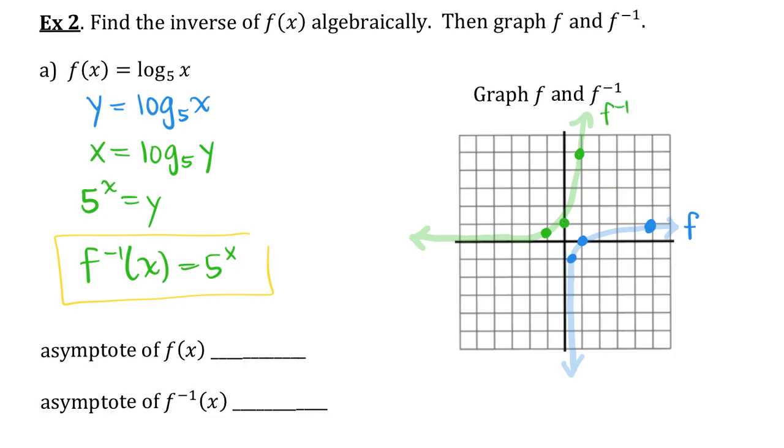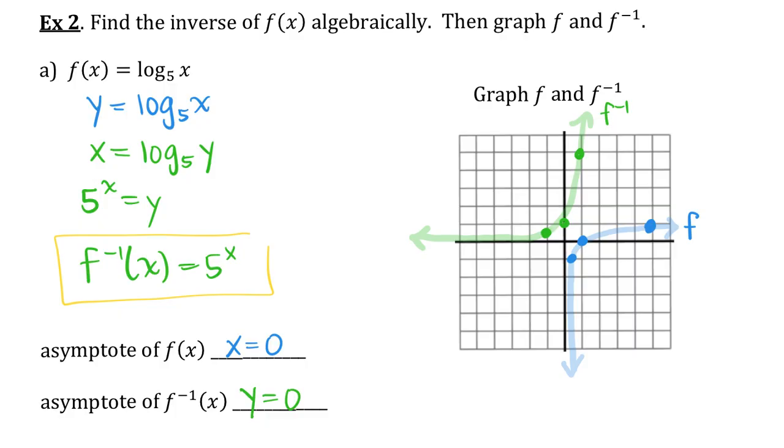Now f of x was my blue function. The asymptote of my blue function was the y-axis, we didn't cross it. Since the y-axis is a vertical line, the asymptote is at x equals 0. The asymptote of f inverse is the x-axis. That's a horizontal line passing through the origin, so it's y equals 0. Now let's look at this to make sure it makes sense. If the asymptote of the function is x equals 0, the asymptote of the inverse should be y equals 0 because the x and y interchange.